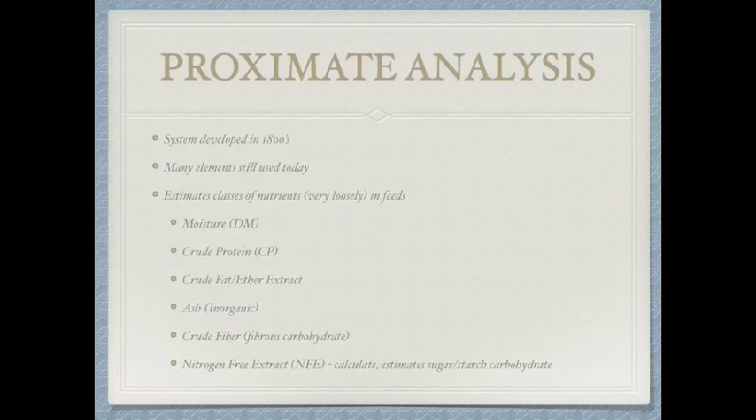The last two that we're going to talk about, the last two elements of the proximate analysis, are crude fiber, which is a way of estimating the plant cell wall or that fiber content of a feed, and the nitrogen-free extract, which is calculated and is an estimate of the sugar or starchy carbohydrates of that feed. Again, these 6 categories, moisture, protein, fat, ash, crude fiber, and the nitrogen-free extract, are very loose definitions of those 6 classes of nutrients.